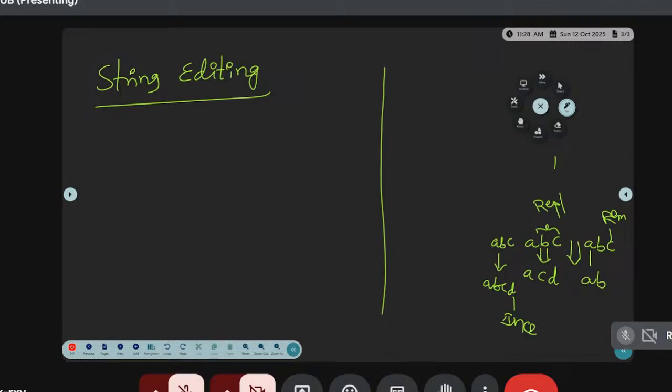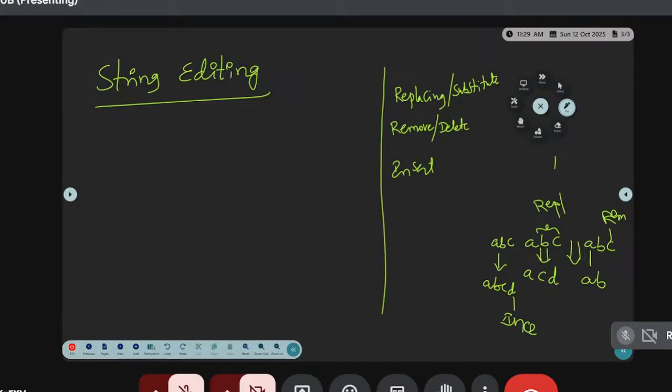That is called the remove operation. So from this I can say string editing can perform 3 operations: replacing is one operation, remove or delete, replace or substitute, and insert. There are 3 operations you can perform. By using these 3 operations, a string can be edited.